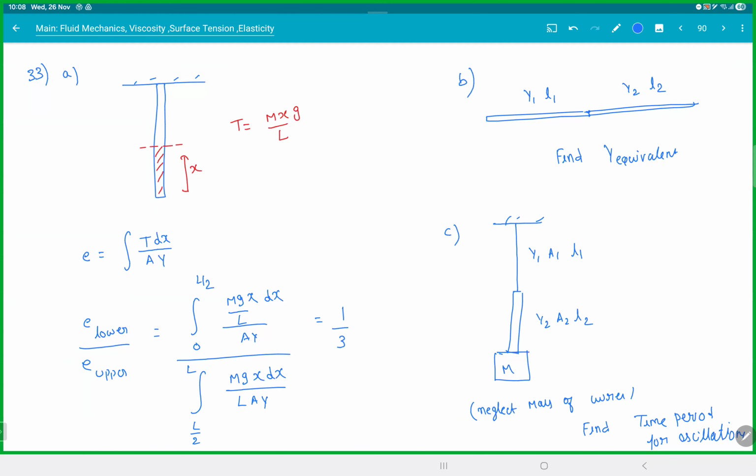Clear with this? Think about this. The upper part will have more tension than the lower part, isn't it? It should elongate more. And similarly, you can do for the energy also. What about the Y equivalent?